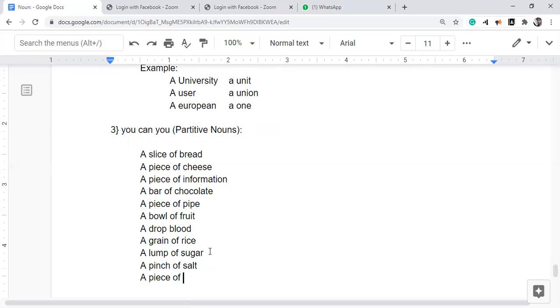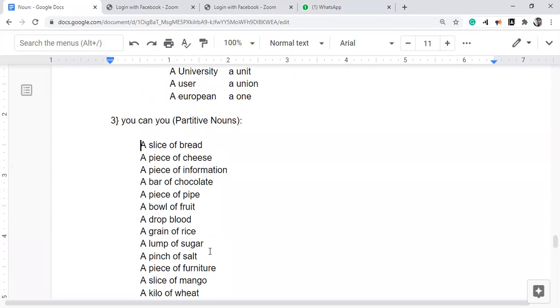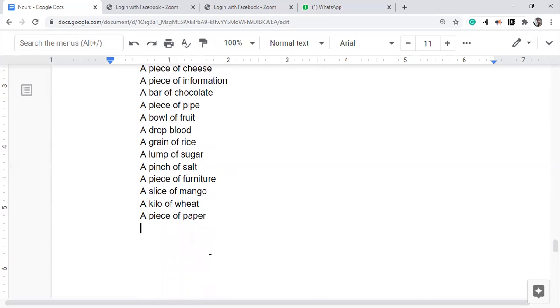Okay, give me example. A slice of mango. A slice of mango, very good, you can say. Okay, a kilo of wheat, you can say. A piece of paper, you can say. Very good. This is the partitive noun, okay? So before that, if you see any partitive noun, you can use this, okay?